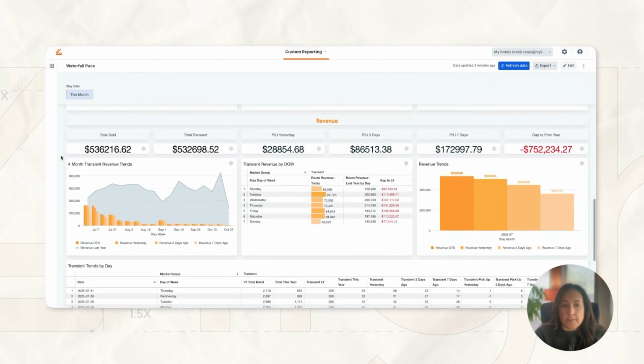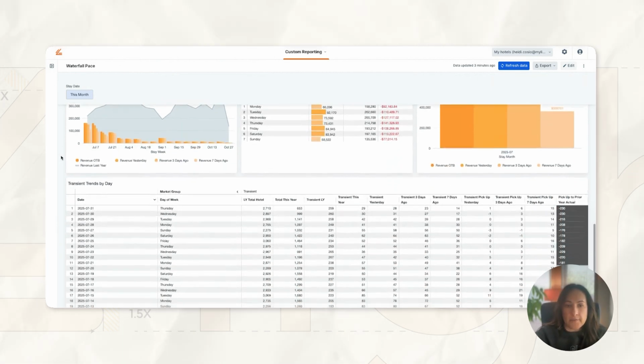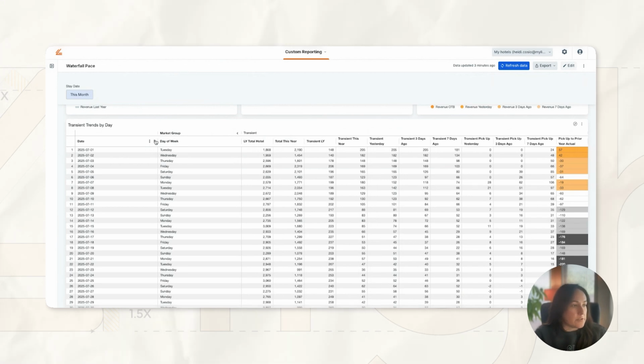And then again, we provide that same look and feel, but for revenue. So we start with rooms, we move to ADR, now we have total revenue being provided in that same look and feel. And at the very bottom of the report, we've added in kind of a cool option. This is transient trends by day. And if we sort it over here, we can resort it so it goes from the 1st through the 31st. We have the day of the week.